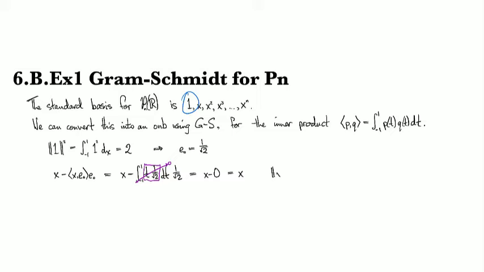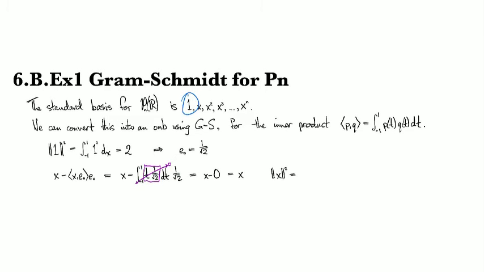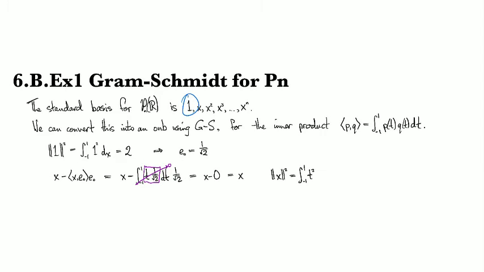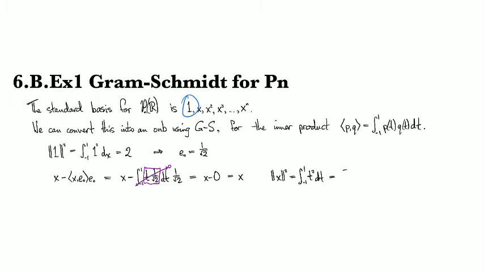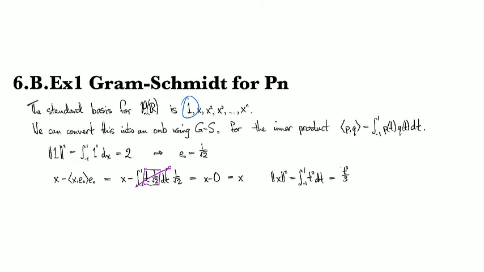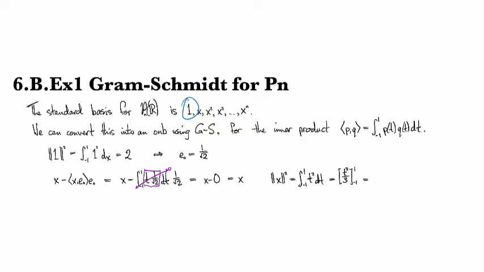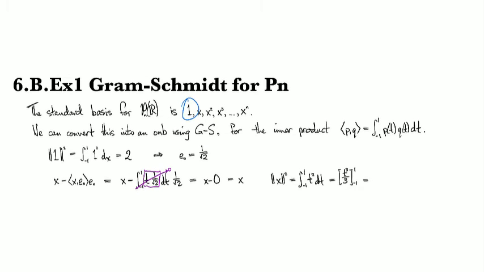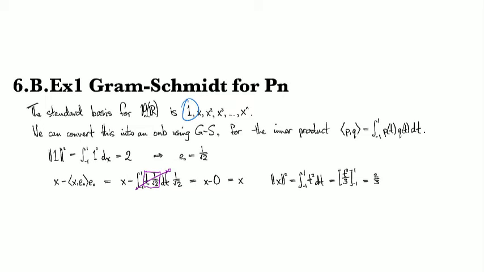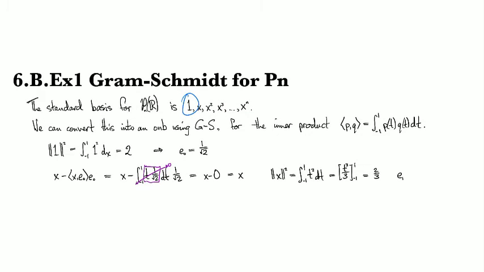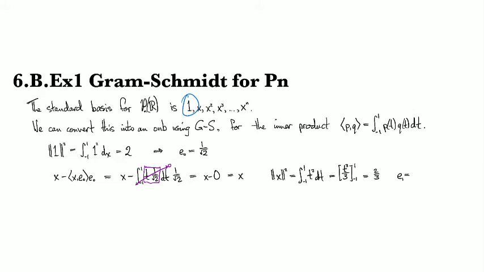We need to check the norm of this element. So the norm squared of x is the integral from -1 to 1 of t squared dt. That's going to be t cubed over 3 evaluated from -1 to 1, so a positive third minus a negative third gives us a total of 2/3. So we're going to have to normalize by square root of 3 over 2.